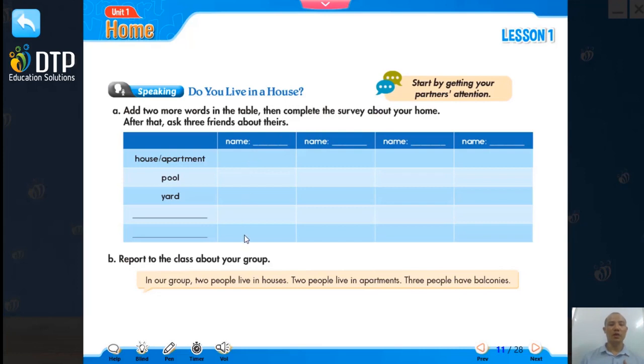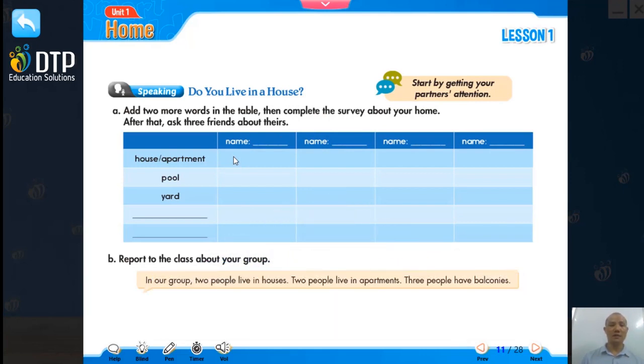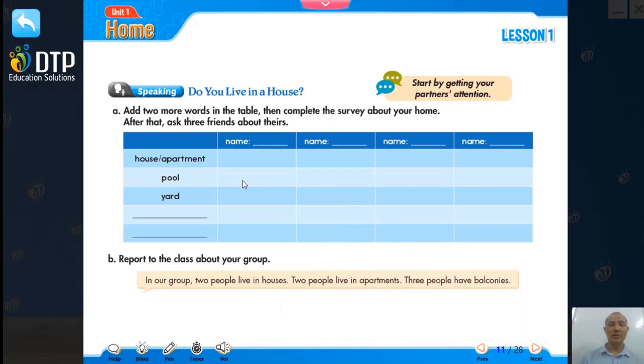Then you will ask questions. The first question is gonna be, do you live in a house? Do you live in an apartment? And then your friend may answer yes or no. Next questions, you will guess. Does it have a garage? If your friend's answer is yes, you will write down a garage and put a tick.